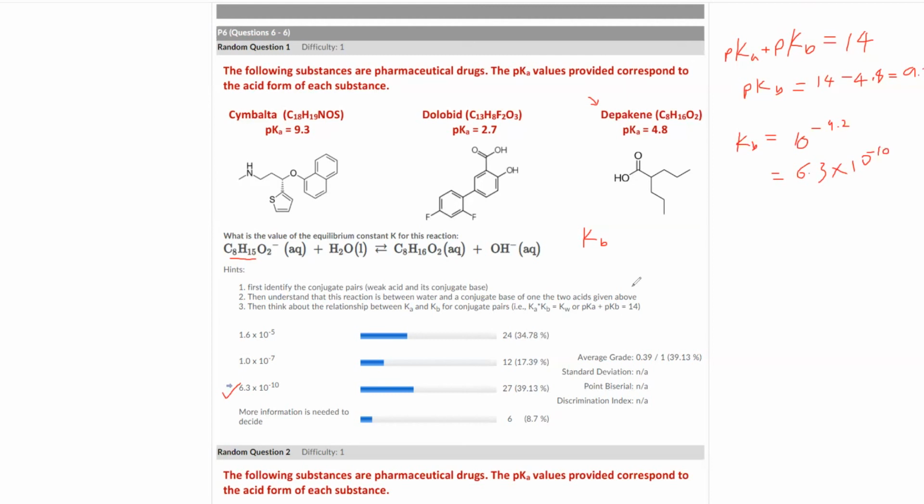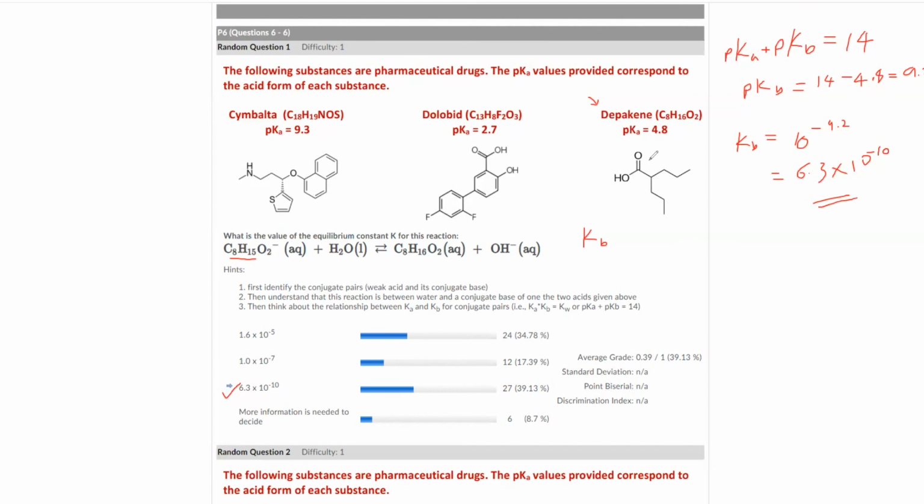So the main thing here is to identify what is reacting with water here. What is reacting with water here is the conjugate base of depakine, okay? And then once you identify that, if you are given the pKa for the acid, you can find the pKb for the conjugate base directly, okay? Because you just subtract the pKa from 14, the pKw, which gives you the pKb, and then that will give you the equilibrium constant, or the base dissociation constant, as we have calculated here.